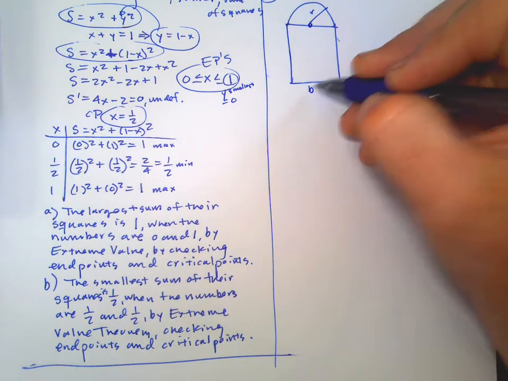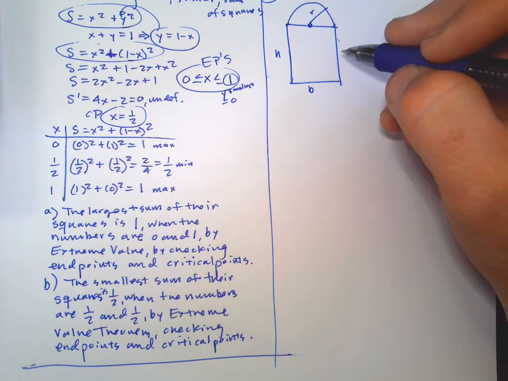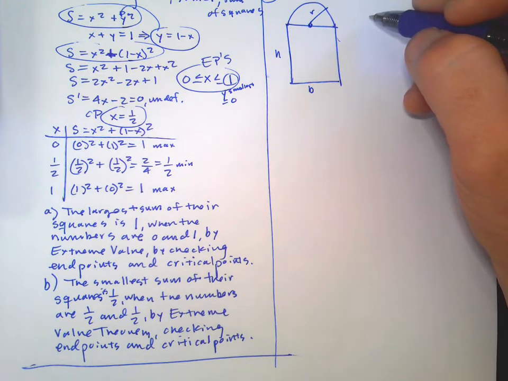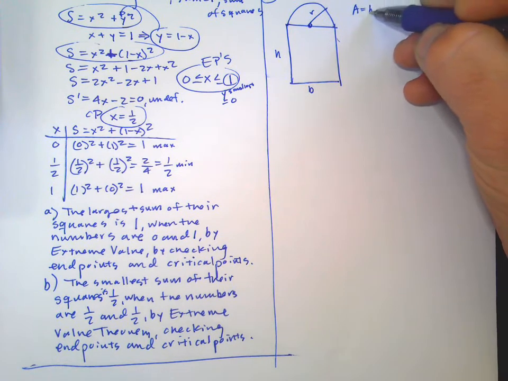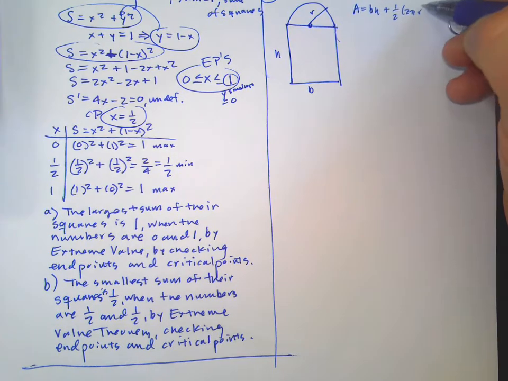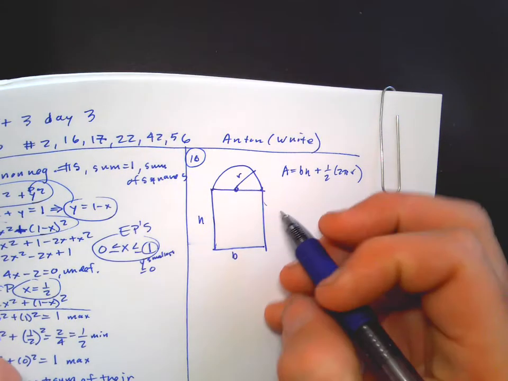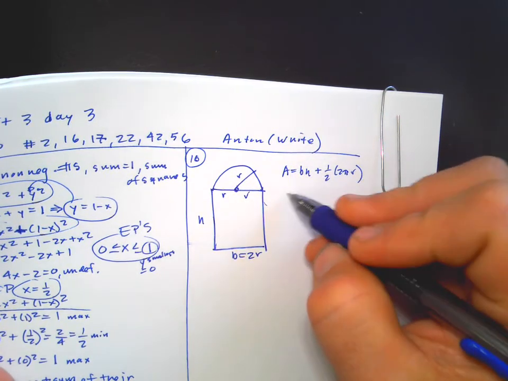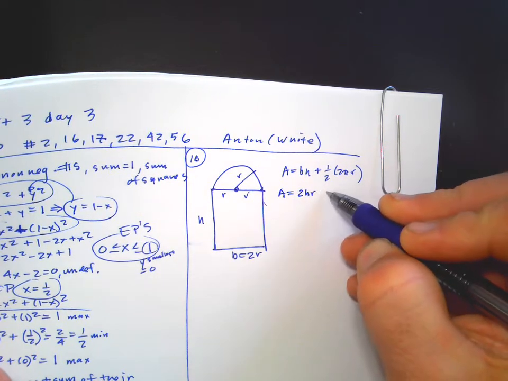You have a base and you have a height. And we're trying to find the radius for max area. So the area is going to be base times height plus 1/2 of 2 pi r circumference. It would be good to get this down to fewer variables. So the base is actually 2 r's, right? So we could say, okay, well, the area is 2hr plus pi r.